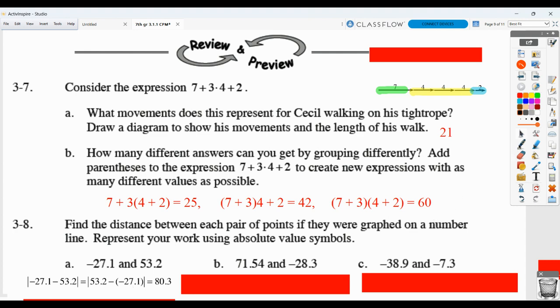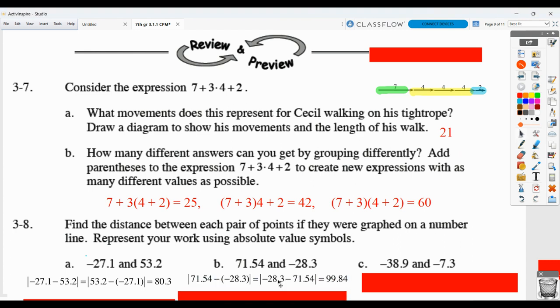Or another way you could think of it is the distance from negative 27 and 1/10 to 0 would be 27 and 1/10. The distance from 0 to 53 and 2/10 would be 53 and 2/10, and we're going to combine those together. So either way, you get 80 and 3/10. Again, if you picture it on a number line, it might help. This many units to 0, and then from 0 to this. Same thing here. You can think of it as the distance from this to 0, the distance from 0 to this, so you're adding them together or combining them.